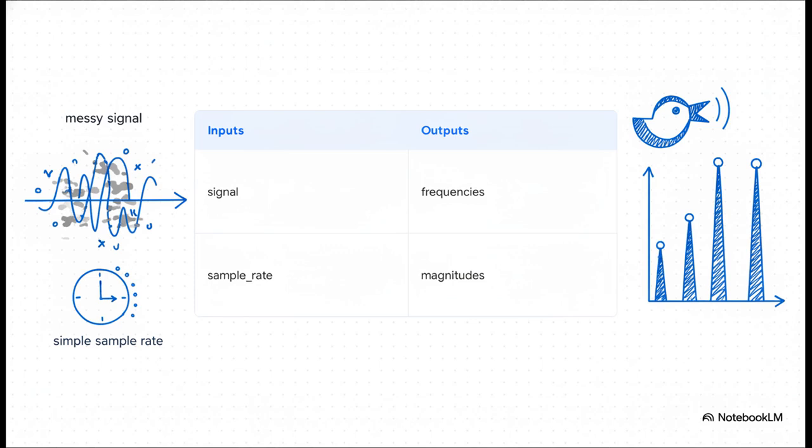When you step back and look at the inputs versus the desired outputs, the genius of this approach is just so clear. We feed it a messy camouflage signal and a simple sample rate. What the math hands us back are beautifully clean lists of frequencies and their corresponding magnitudes. We aren't staring at random noise anymore. We are looking at clear, non-random spikes. The animal's rhythmic vocalization has been entirely isolated and caught.